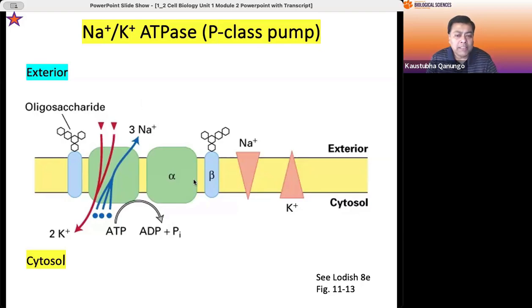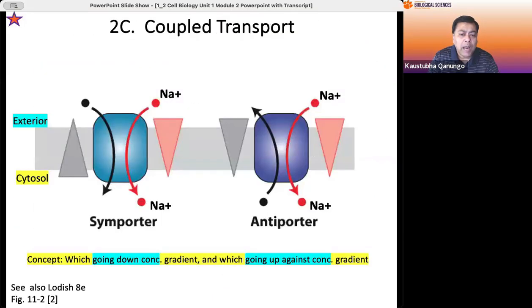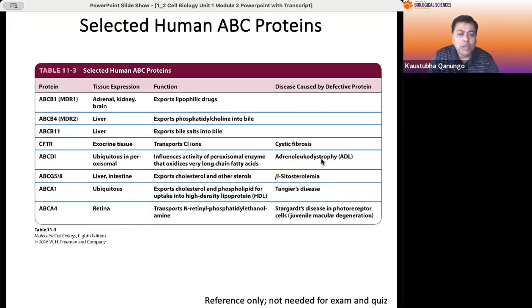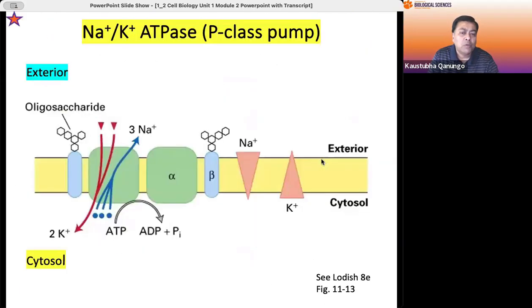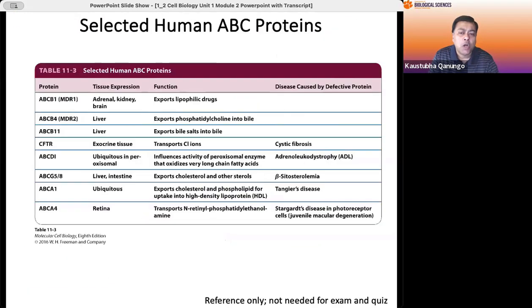So we call this a secondary active transport because here this is your primary transport, which is a coupled transport, symport or antiport. But as a consequence, to maintain the sodium gradient, you need an active transport. So it requires energy, not directly.